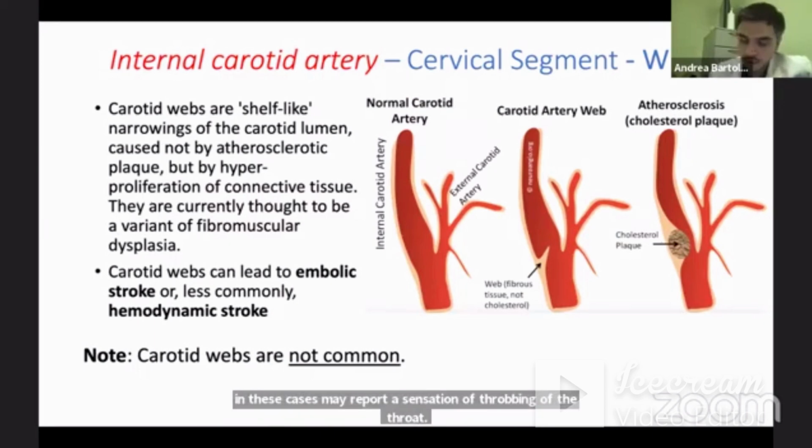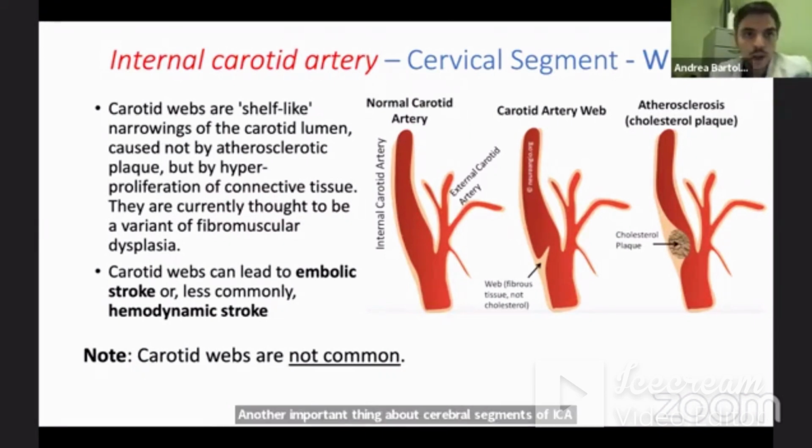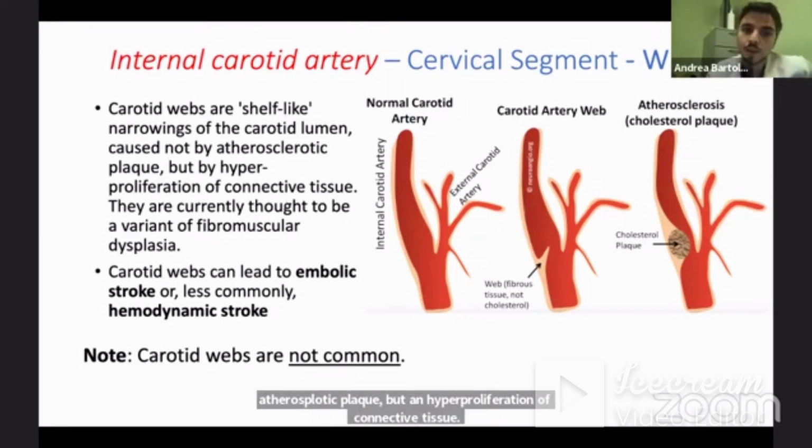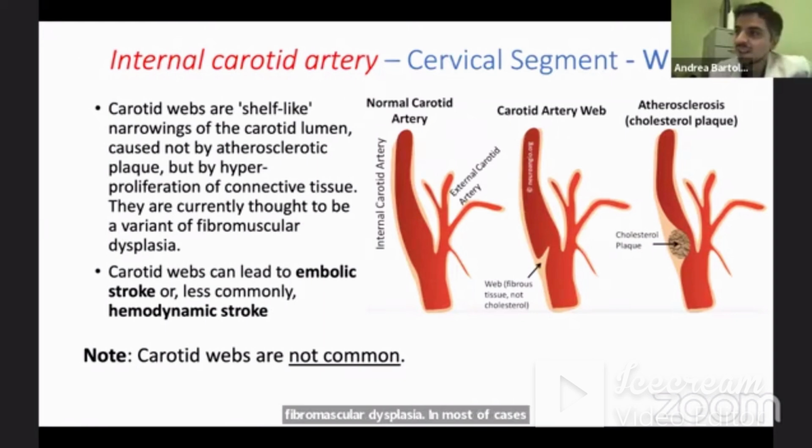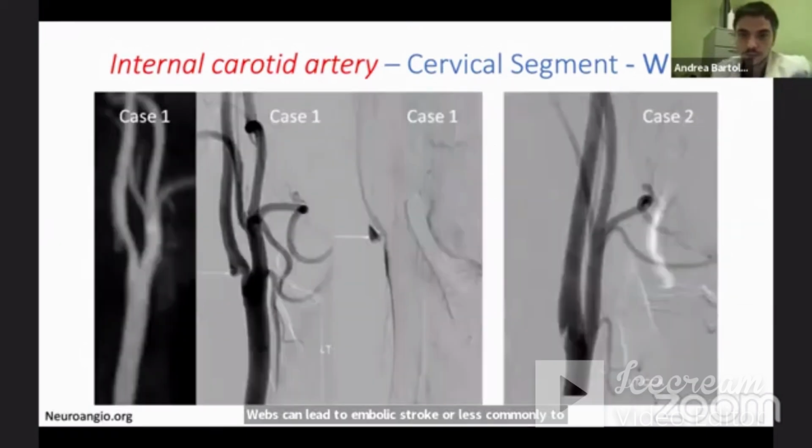Another important thing about the cervical segment of ICA is the web. What is a web? A web is a shelf-like narrowing of the carotid lumen caused not by an atherosclerotic plaque, but by a hyperproliferation of connective tissue. So they are currently thought to be a variant of fibromuscular dysplasia. In most cases, they are not a serious risk of thromboembolic complication, but sometimes webs can lead to embolic stroke, or less commonly to hemodynamic stroke.